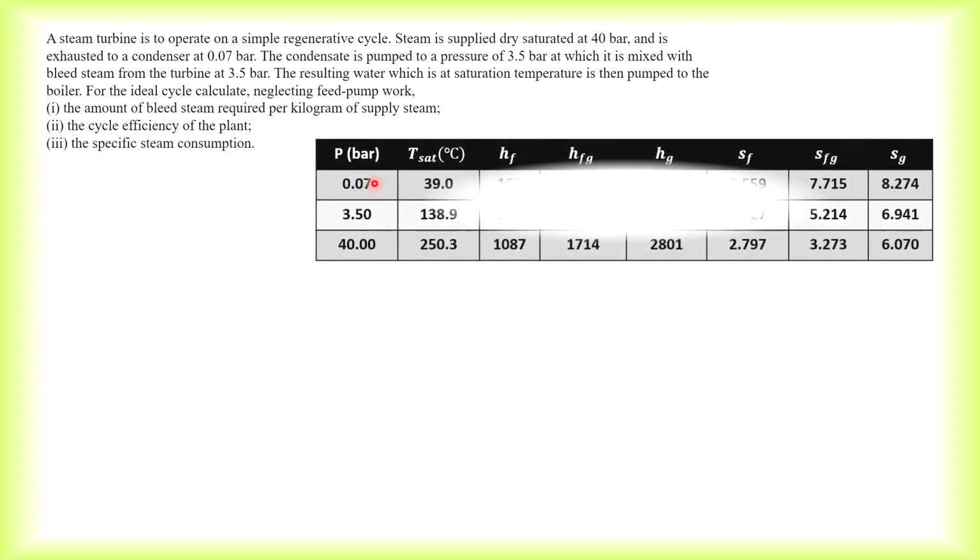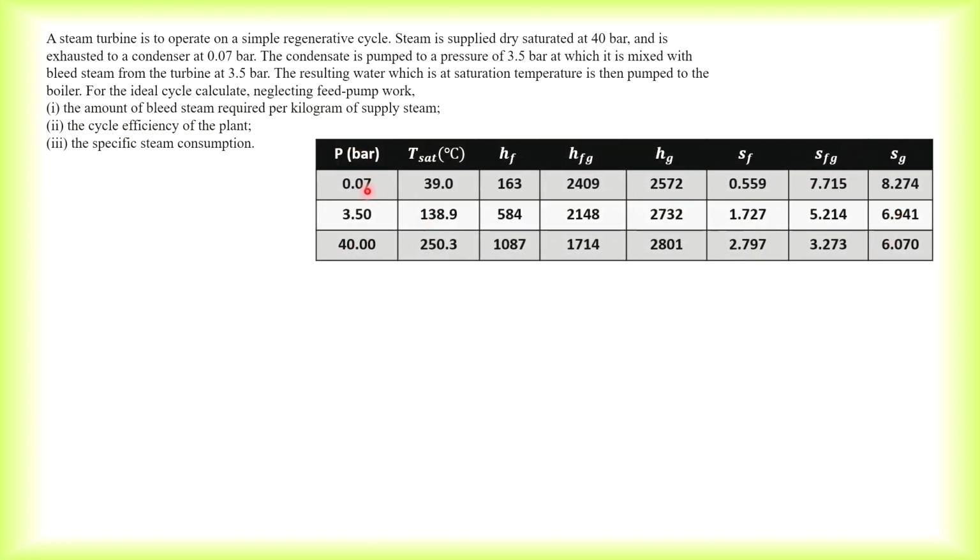Now the table here is showing the data at various pressures, which is the condenser pressure, and this is the intermediate pressure, or the pressure at which the steam is extracted from the turbine for mixing purposes. And then you have the boiler pressure of 40 bar. So we have the enthalpy of saturated liquid, the enthalpy of dry saturated vapor, the entropy of saturated liquid, and the entropy of the dry saturated vapor, all listed and extracted from the property tables.